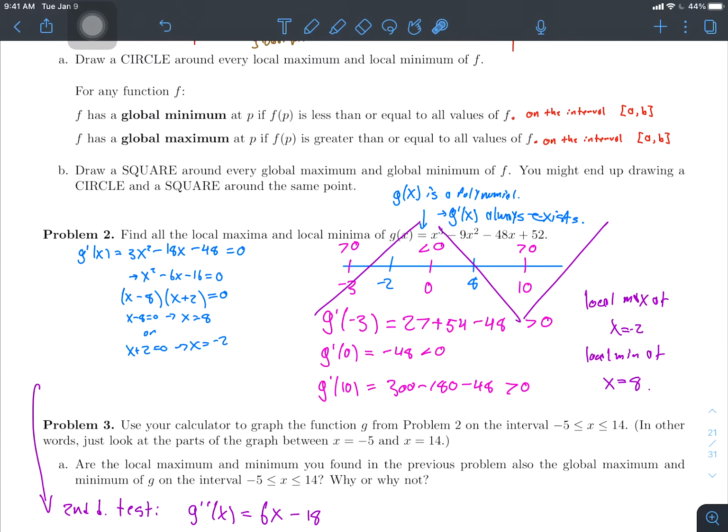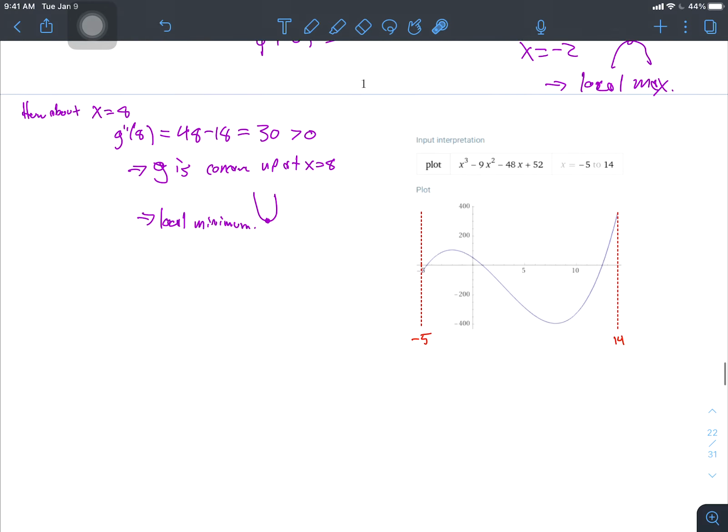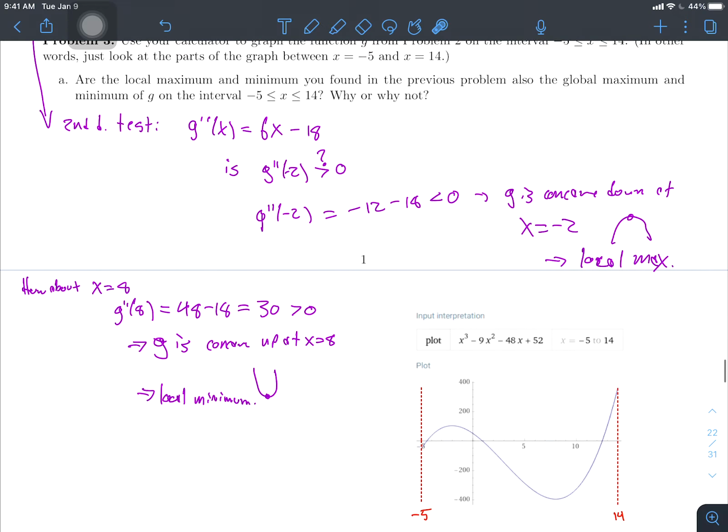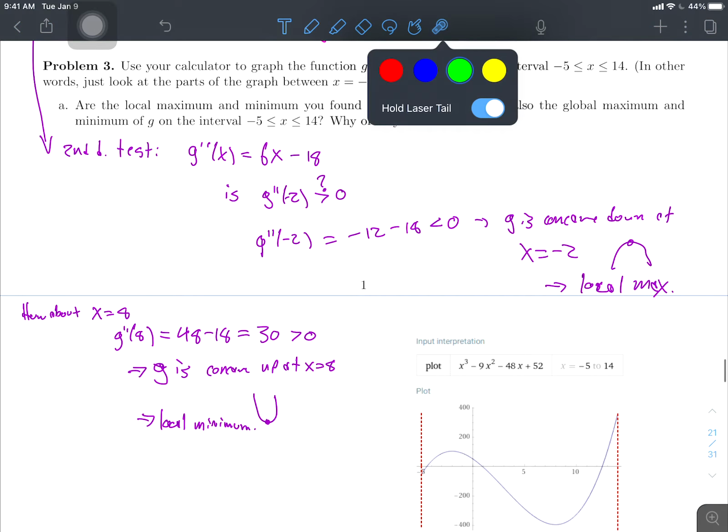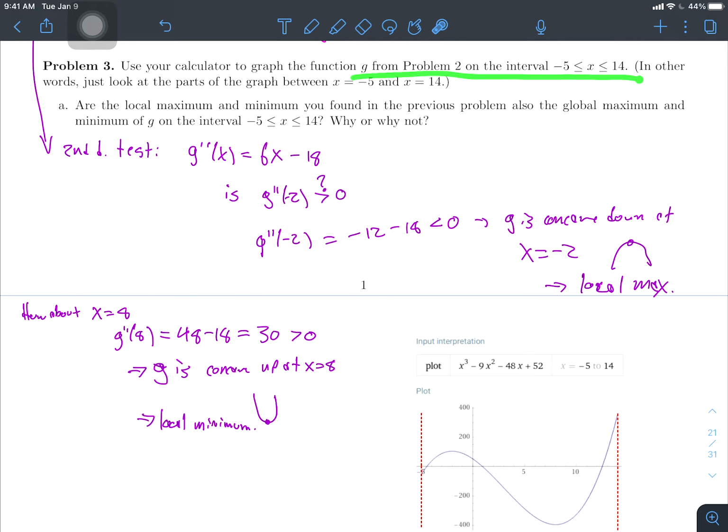Okay, let's move on then, because I have some stuff I want to get through at the end of this class. So let's just talk about the difference between local maxes and local mins. So I found a local max and I found a local minimum. And now we're going to change the question, okay? Now we're going to talk about the function g on the interval from -5 to 14. So we're going to graph the function, and we're going to ask ourselves, are the local maximum and minimum that we found, x equals -2 and x equals 8, also the global maximum and minimum of the function on this interval?